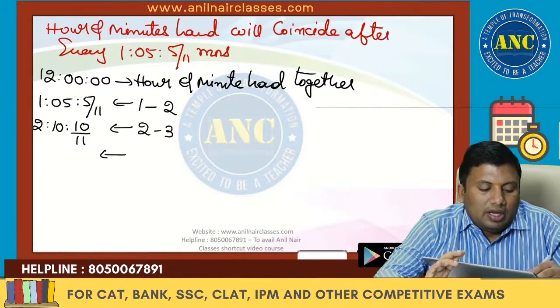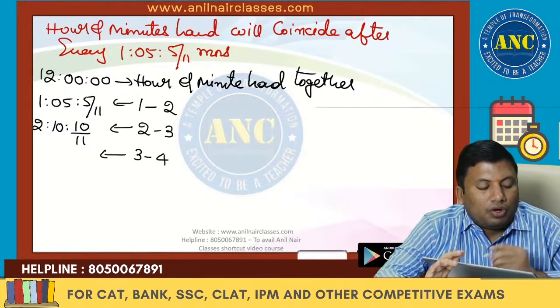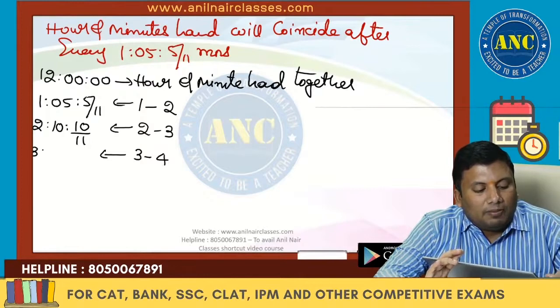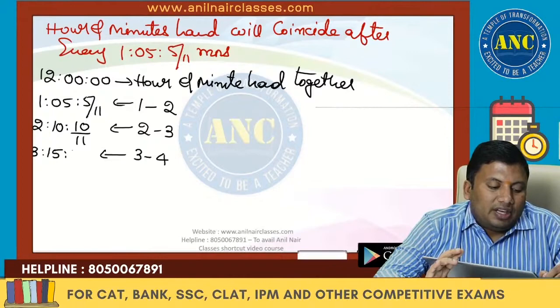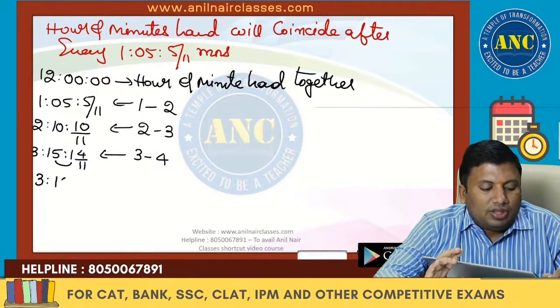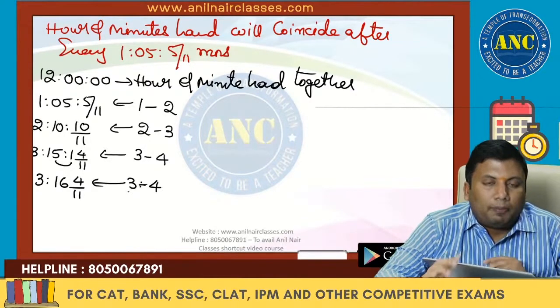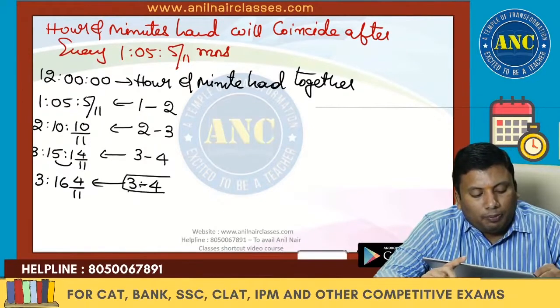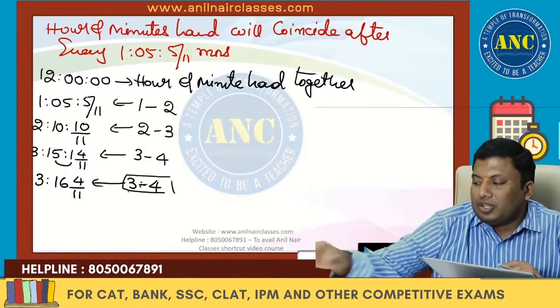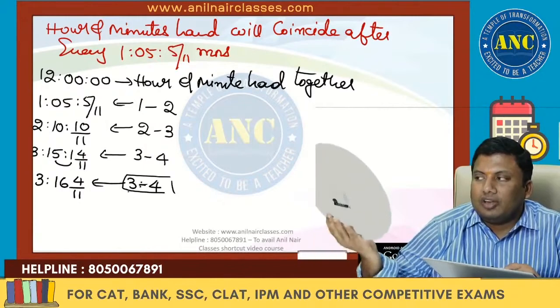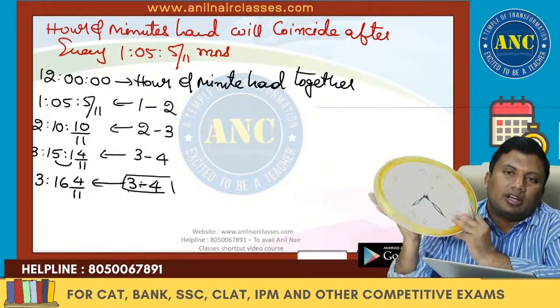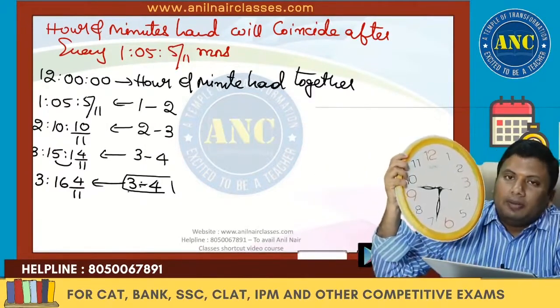Again, from 3 to 4: 2 plus 1 is 3, and 10 plus 5 is 15, 15 by 11 is 1 4 by 11. So this is 3:16 4 by 11, the coincidence time between 3 and 4 p.m. What is the time at which they will coincide? Now see here, sir. See this clock. Now the time is 9:30.